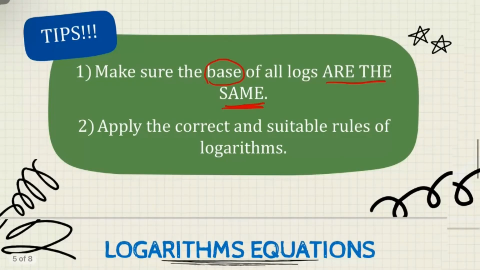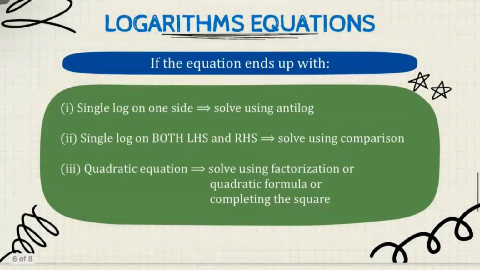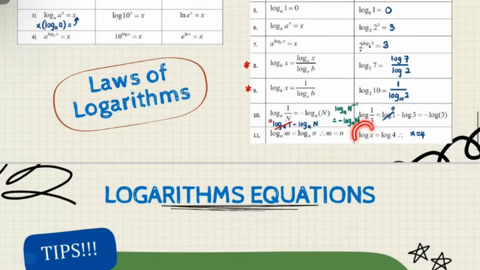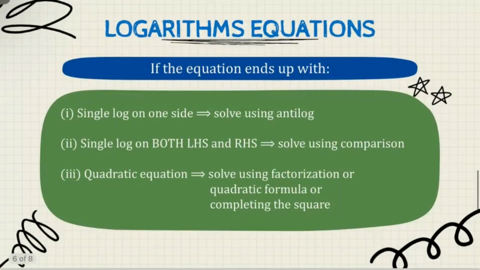Yang kedua, kalau kita ada single log on both sides. So contoh dia adalah seperti ini tadi. Log of x equals to log of 4. Yang ini kita boleh directly compare. Okay, and then let's say the equations of log end up dalam bentuk quadratic equation. So we are going to solve using either factorization ataupun quadratic formula ataupun completing the square. Ini yang macam kita solve search semalam. Okay. So ini adalah benda-benda untuk solving log lah.